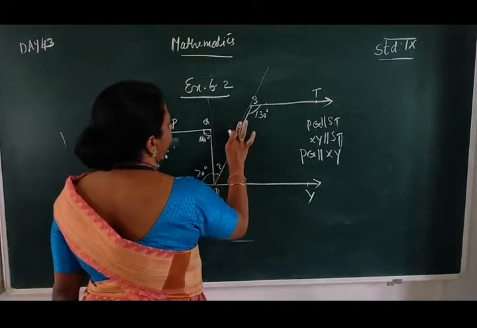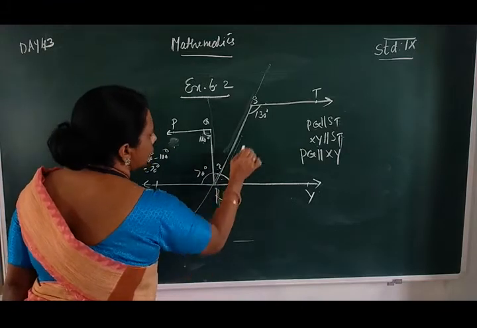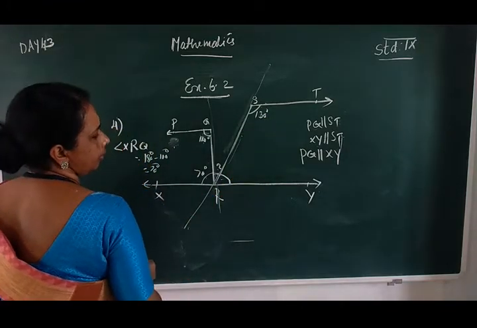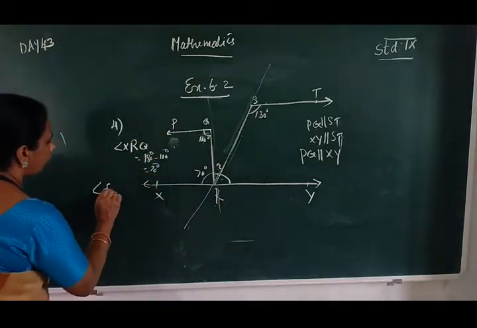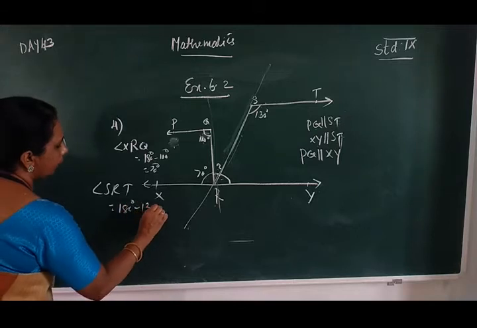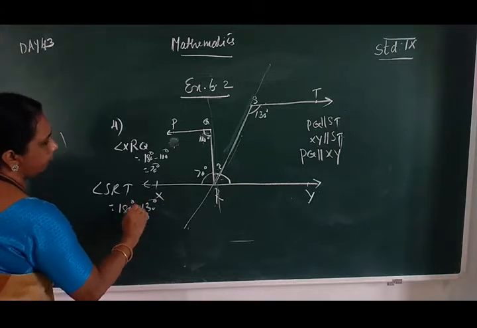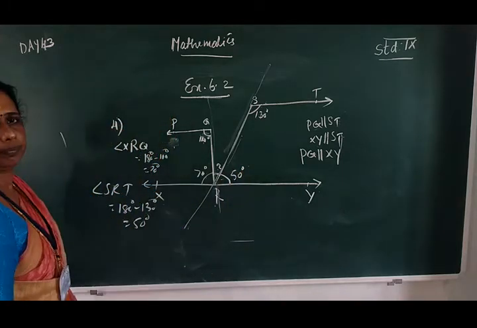And also ST is parallel to XY, and this one is the transversal. We also know that these two are co-interior angles. Angle SRY is 180 degrees minus 130 degrees, that's equal to 50 degrees.